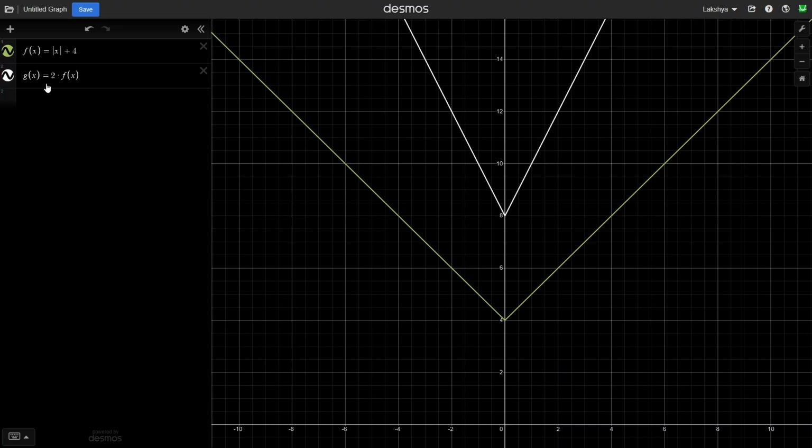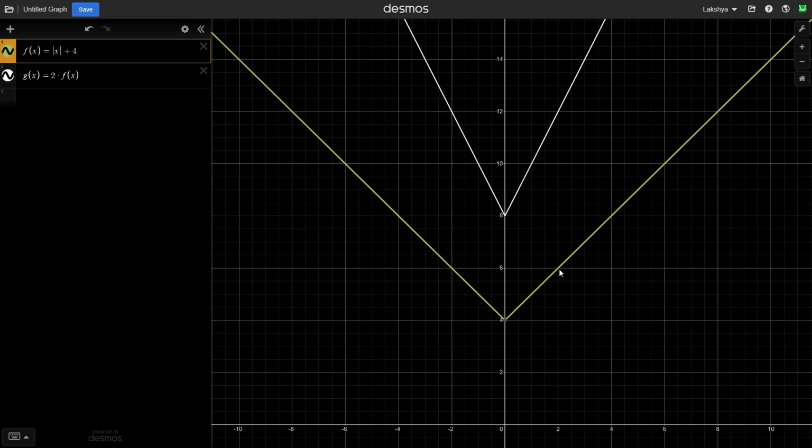So let's analyze some points and see what's going on in this vertical stretch. If we look at the point 0, 4 and we compare the vertexes here, it looks like all our y values are multiplied by 2. And that makes sense because we're just multiplying our entire function by 2 here.